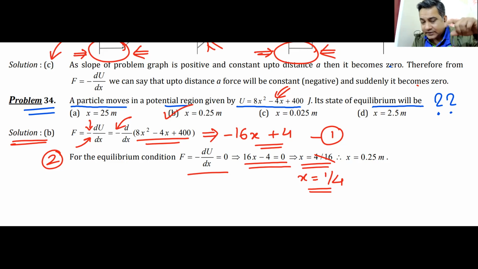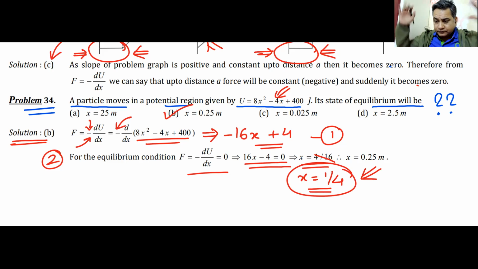As I said, I will add a question for you to understand how things are done. You have an equilibrium happening at x is equal to 1 by 4. Everyone understands this? Now the question is, what type of equilibrium is it? As soon as I get into that question, it becomes a question of JEE Advanced. Three types: which one? Stable, unstable or neutral?